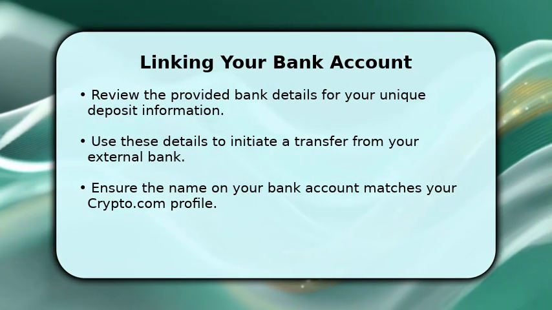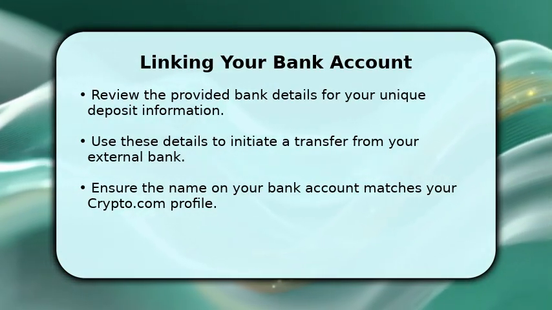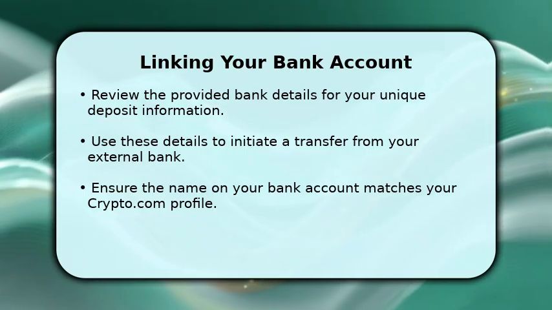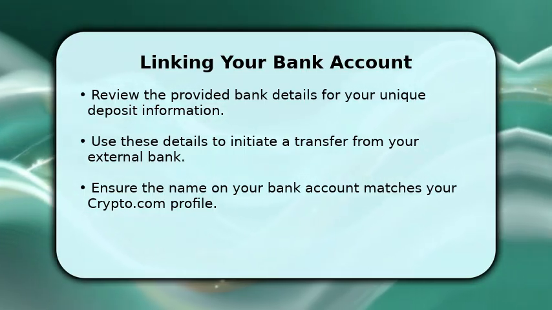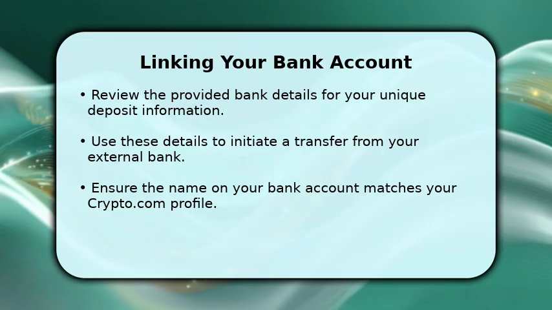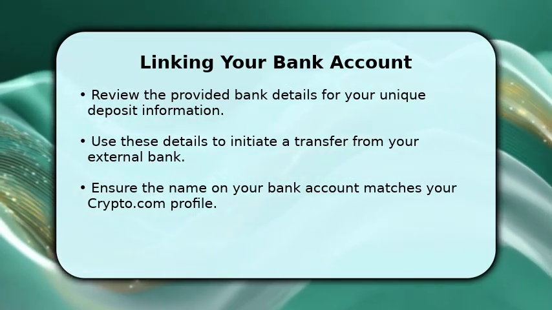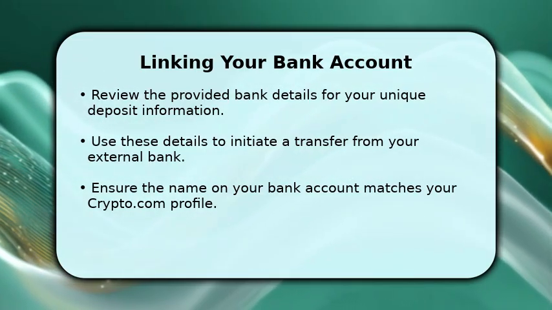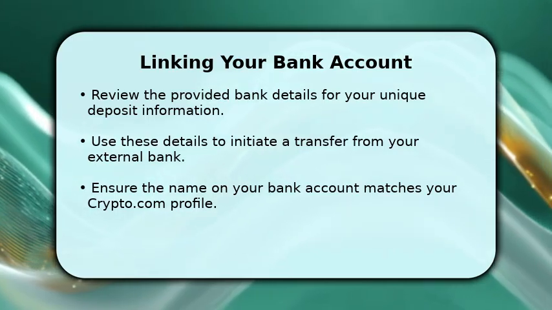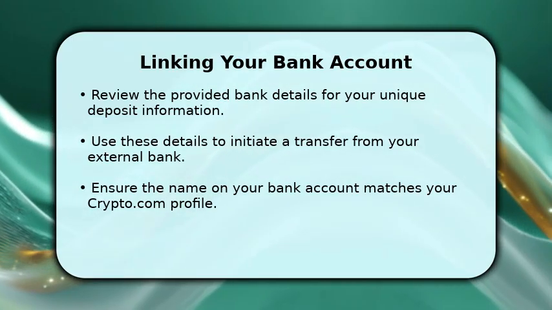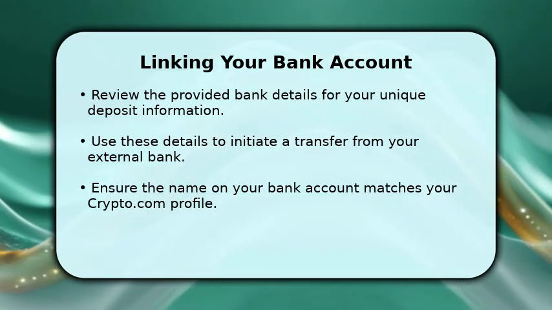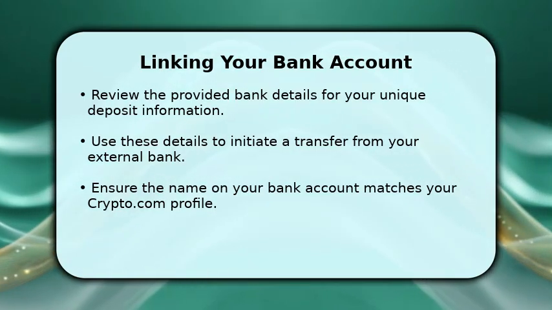To link your bank account, you'll see specific bank details provided within the app. These include an account number and routing number unique to your Crypto.com Fiat Wallet. Use these details to set up a transfer from your external bank account. It's crucial that the name on your bank account exactly matches the name registered on your Crypto.com Profile to avoid any delays or issues with your deposits.